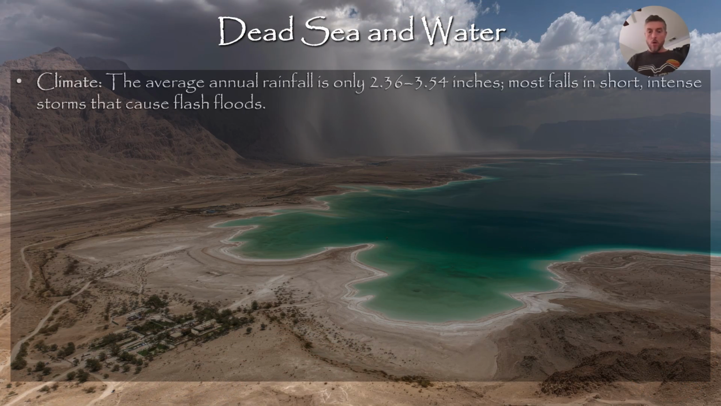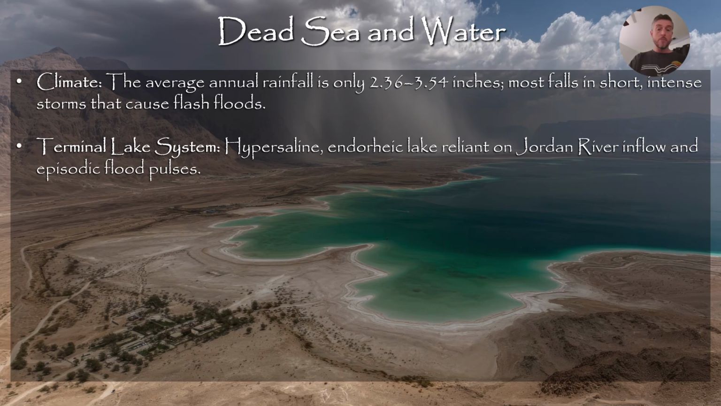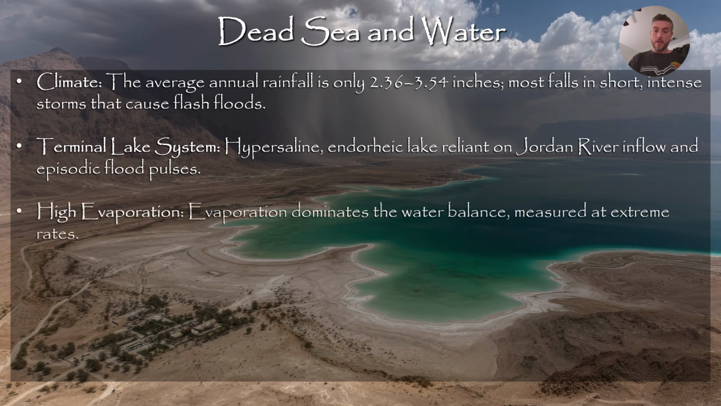So, Dead Sea water. The climate is very, very arid. The average rainfall is only 2 to 3 inches. Most falls in short, intense storms that cause flash floods. Terminal lake system, hypersaline, endorheic lake reliant on Jordan River inflow and episodic flood pulses.